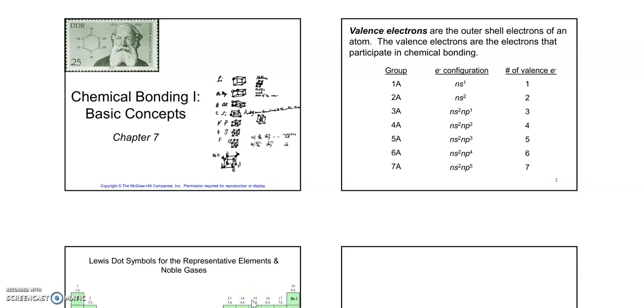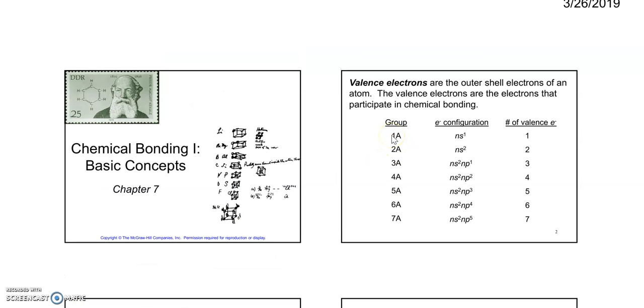Alright, hello everybody. In this video we're going to talk about chapter 7. First we're going to see Lewis dot symbols, and then we're going to start making molecules. So let's go back to our electron configuration table.